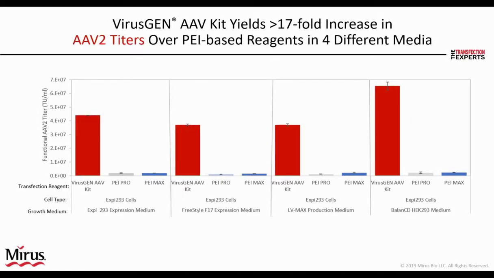We performed a similar experiment using XB293 cells adapted to the same 4 medias. However, this time for AAV GFP expression using the AAV helper-free system from Agilent Technologies. Transfection complexes were formed with 1.5 micrograms total DNA and 3 microliters VirusGEN reagent per ml in the AAV complex formation solution and enhancer. Results show up to 17-fold increase in AAV titers over the PEI-based transfection formulations when using the VirusGEN AAV kit. And again, we see highest overall titers with the Balanced CD293 and XB293 medias.